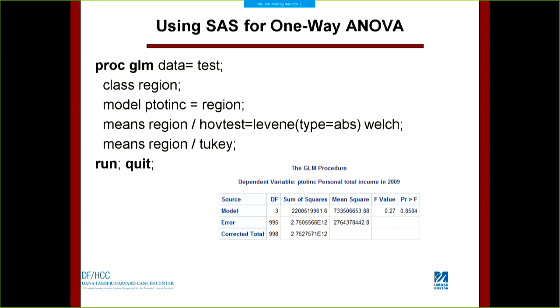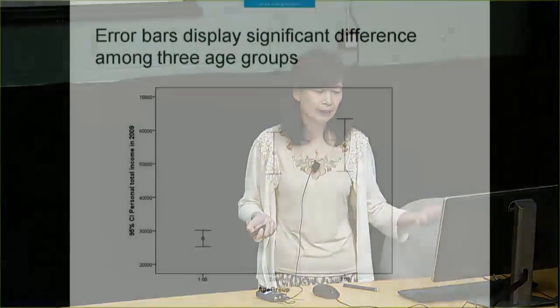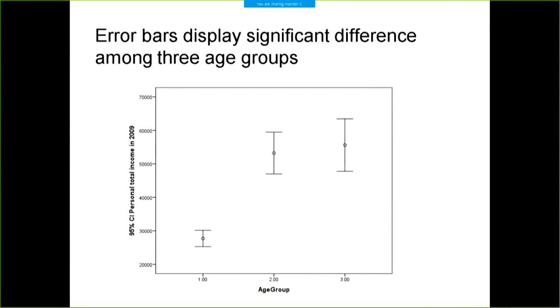Now, if we get non-significance for the F-test here, because there's no significant difference among the groups in terms of personal total income by using the F-test statistic, there's no need to do multiple comparison. Instead, if I run this with the grouping variable as age, you will see there is significant difference. So in that case, we need to run the multiple comparison here.